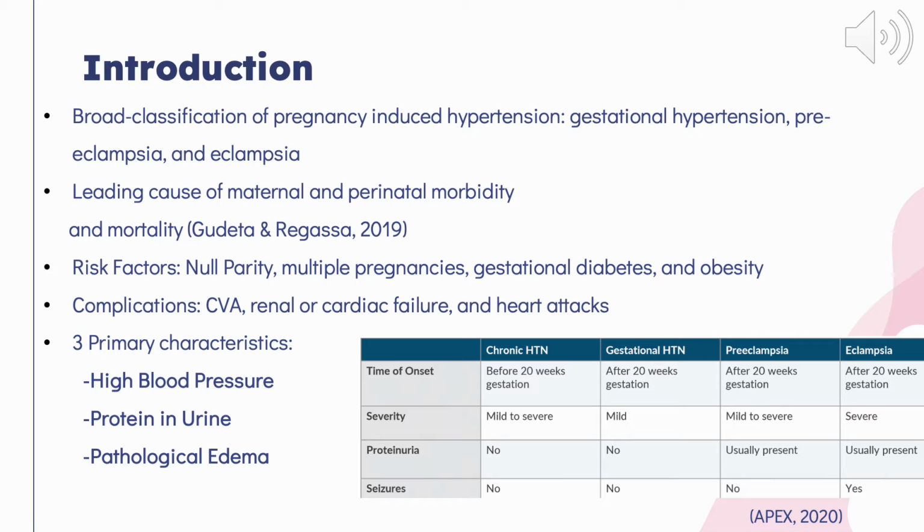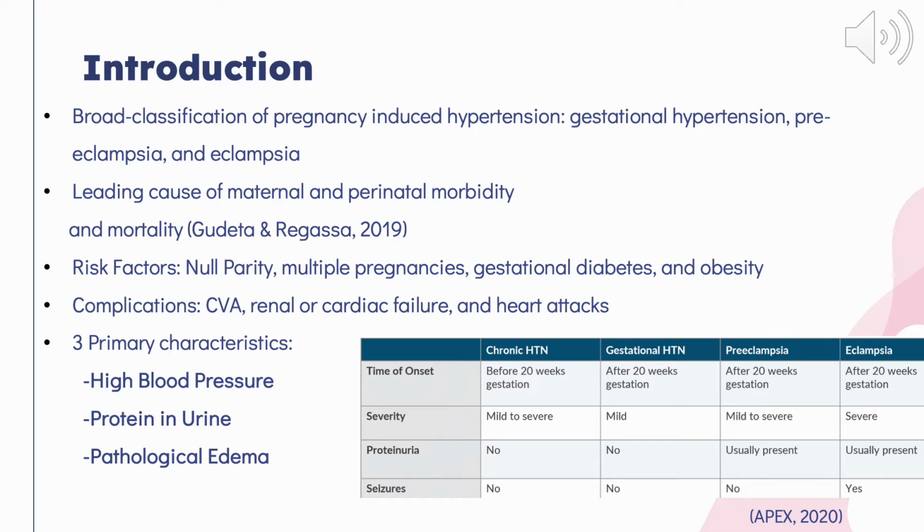There are several key risks associated with severe hypertension, which include but are not limited to heart attack, renal or cardiac failure, and cerebrovascular accidents. In the United States, about 15% of maternal deaths are attributable to hypertension, making it the second leading cause of maternal mortality.